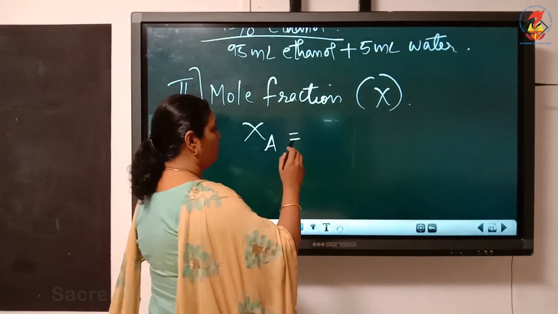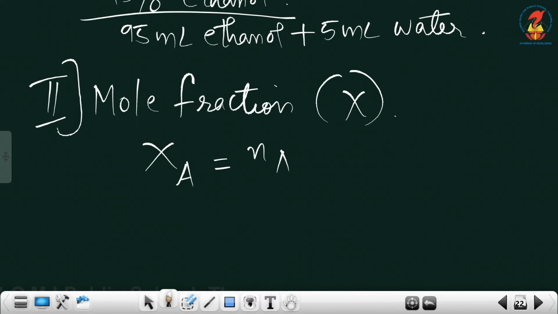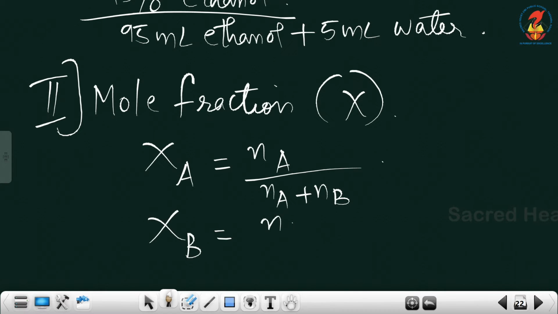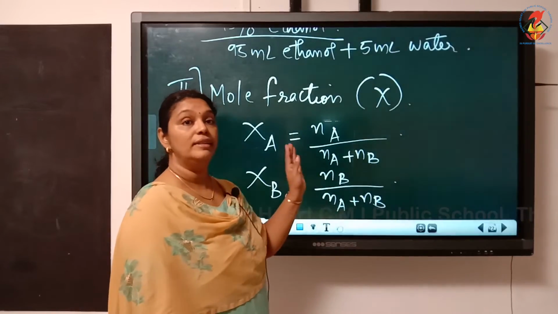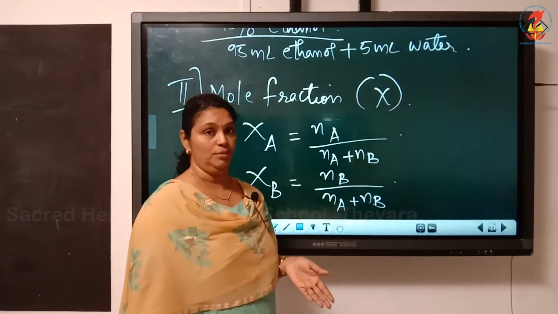So XA will be equal to, it is number of moles denoted by small n. So XA is equal to Na divided by total number of moles of all the components. So we have components, solute and solvent. So Na by Na plus Nb. This is the expression to find the mole fraction of a solvent. Now the expression to find the mole fraction of a solute is Nb by Na plus Nb. And this is a dimensionless quantity, meaning no unit for mole fraction, as this is a ratio.